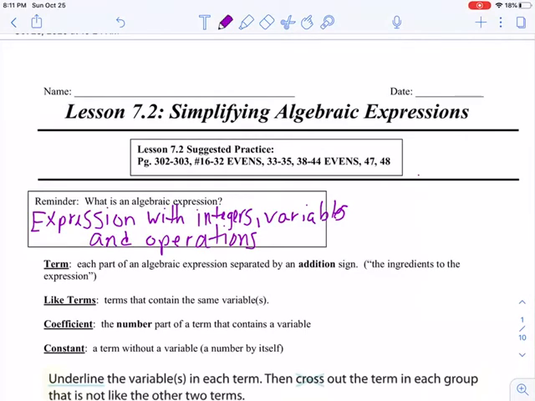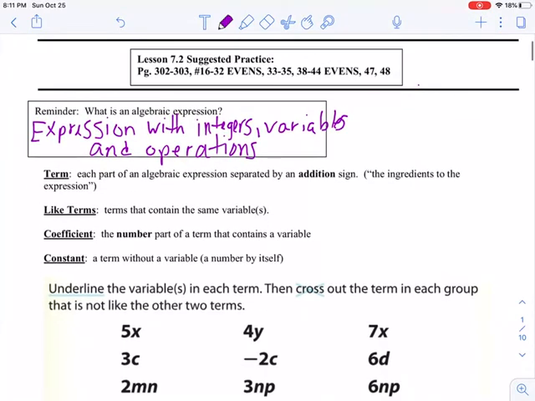Let's move into lesson 2 in chapter 7, and we're going to simplify algebraic expressions. Remember, an algebraic expression is an expression with integers, variables, and operations. Now, we do have some new vocab. A term is each part of the algebraic expression separated by the addition sign.